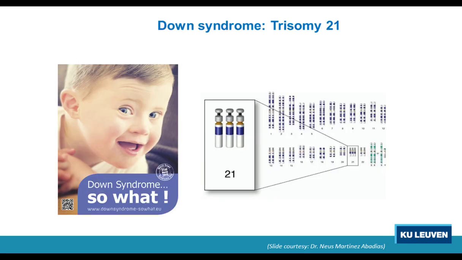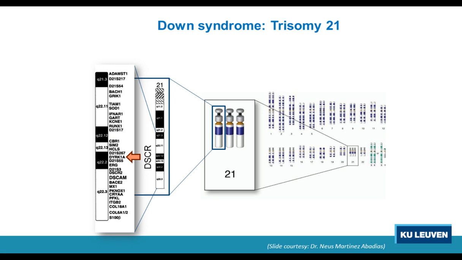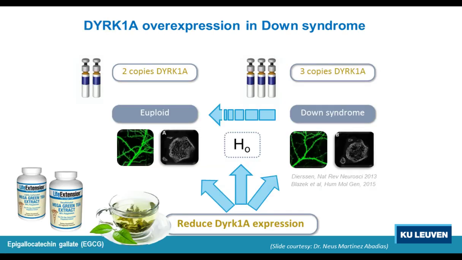So we set out to investigate this for Down syndrome. To look into this, maybe you're familiar with this, Down syndrome is trisomy of chromosome 21. On this chromosome 21, there's a critical region for Down syndrome, and here you find a gene which is DYRK1A. This gene DYRK1A is modulated by this green tea extract. So our hypothesis is that the treatment could make sense: when there's too much of this DYRK1A, when the gene region is triplicated in Down syndrome, the green tea extract may inhibit this to a more normal level.